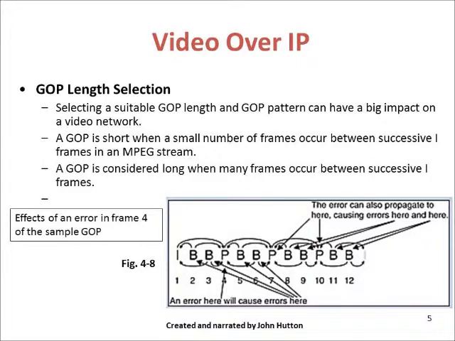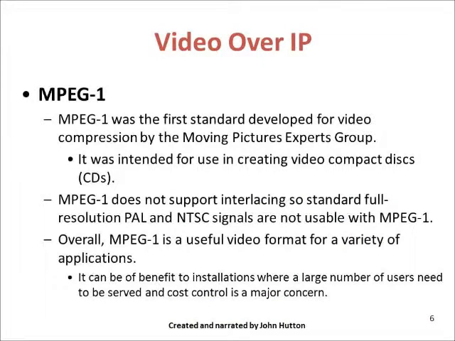transmission errors. MPEG-1 was developed in the early 1990s and was the first standard created for video compression by the Moving Pictures Experts Group. It was intended for use in creating video compact discs. MPEG-1 does not support interlacing or high-definition video, so it cannot be used for PAL, NTSC, 720p, or 1080i video. MPEG-1 is still in use today in low-cost surveillance cameras and some web video applications.